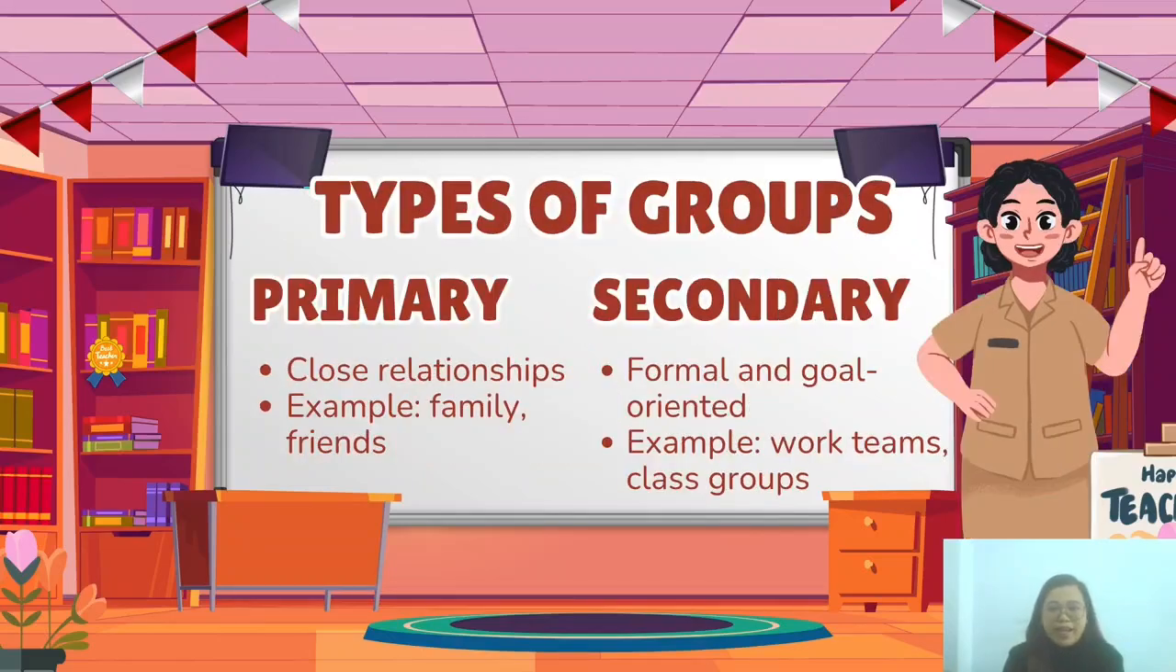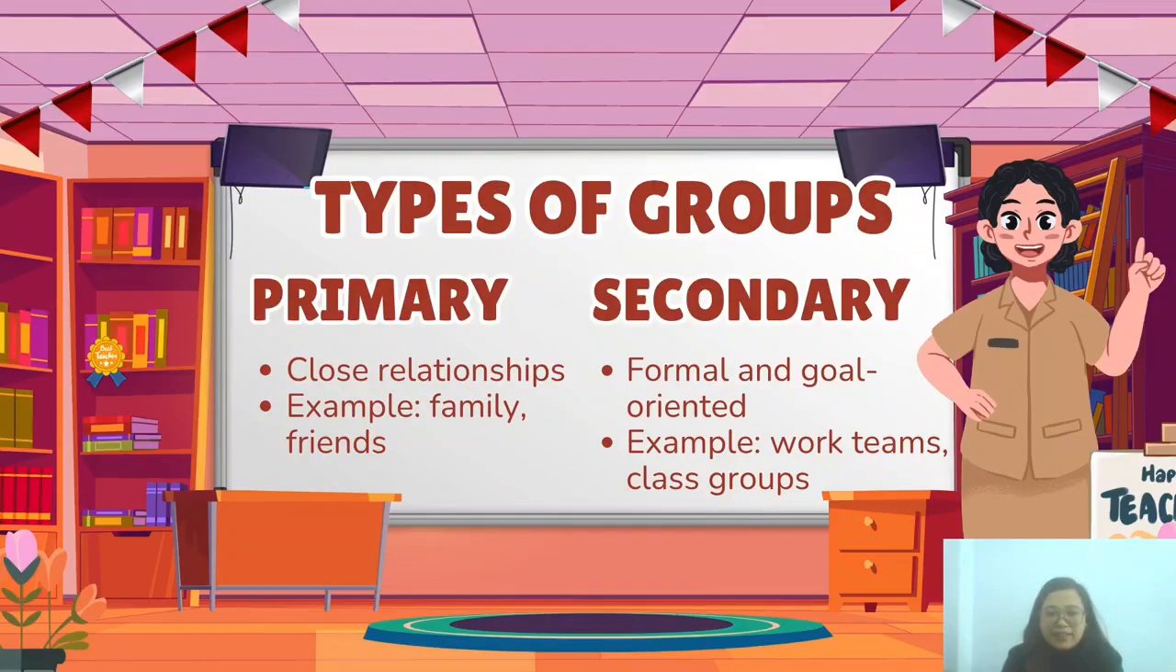There are two main types of groups, primary groups and secondary groups. Primary groups are those with close and personal relationships. These are the people we are emotionally connected with, such as our family and close friends. In these groups, interaction is more personal and long term.